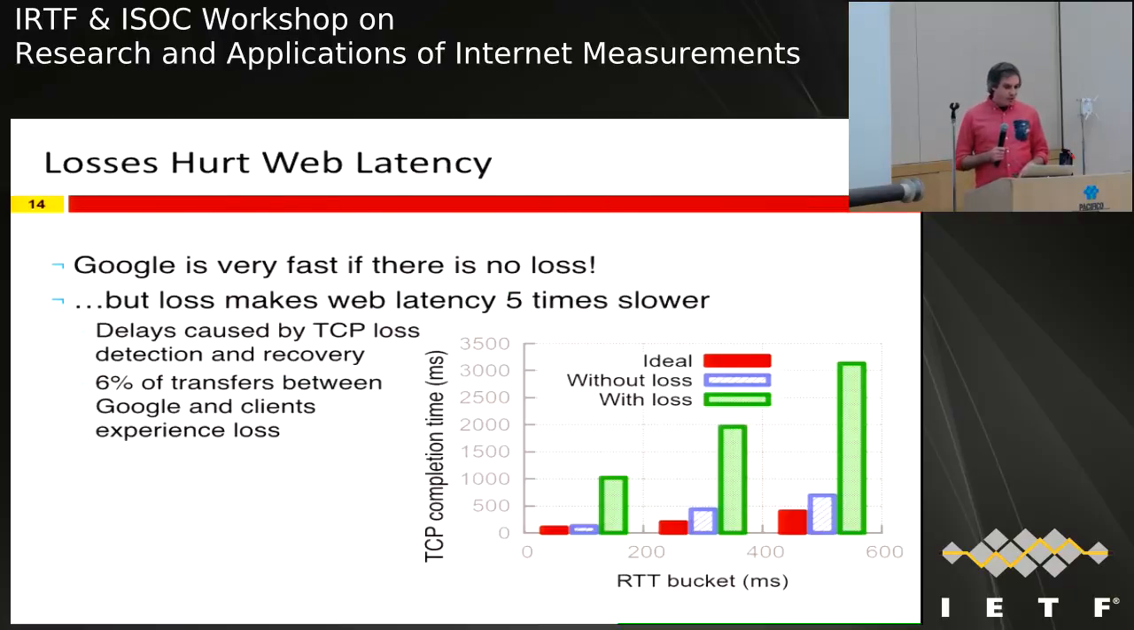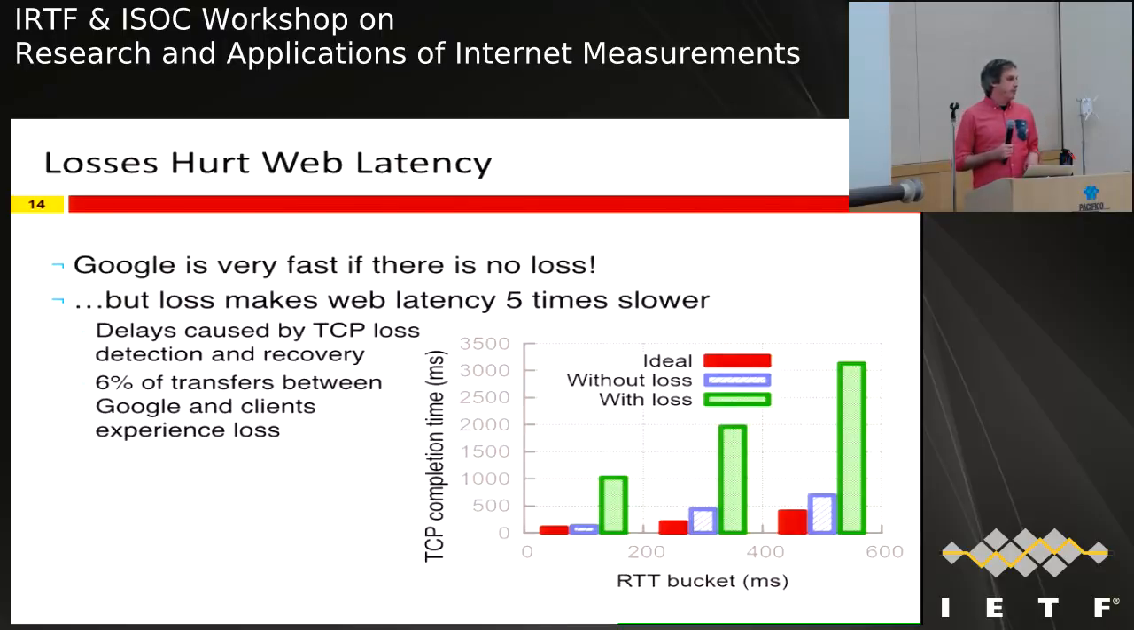The summary of the result is that Google is very fast if there's no loss. The graph up there buckets all of our client measurements based on the distance in RTT from the client to the front end. The left bucket is clients who are fairly near their front end, the middle bucket is medium distance away, and the right bucket is far away. The y-axis is showing the TCP completion time, and the red bars are showing ideal TCP performance if you can deliver all of the content in one round trip. Within each bucket, it's the average performance.